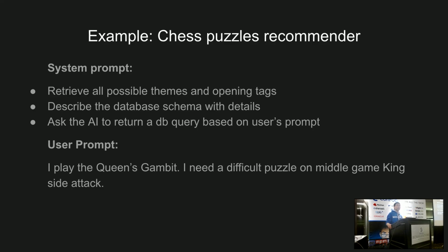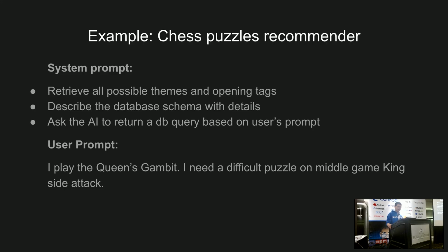So for example, in my example over here, I can ask the user prompt: I play Queen's Gambit. I need a difficult puzzle on middle game kingside attack. And from this query, what the AI would generate is, you understand what Queen's Gambit is. I don't even need to tell it that Queen's Gambit is a chess opening. It knows right away. So it will generate this filter on the opening tag.